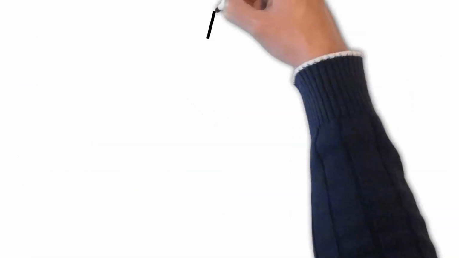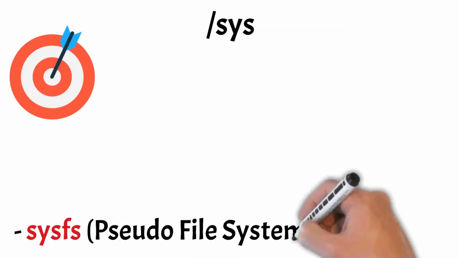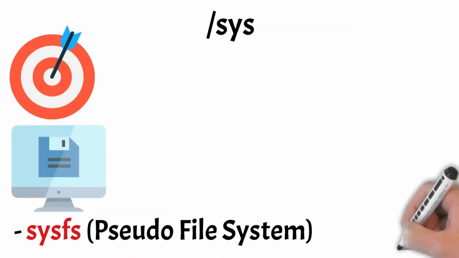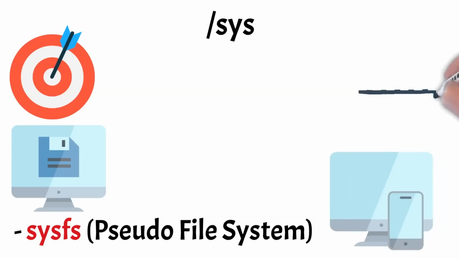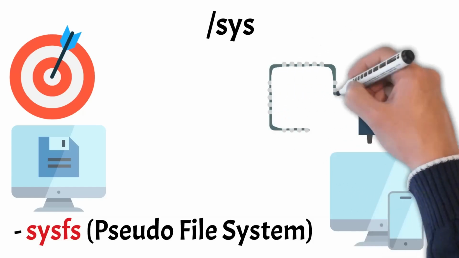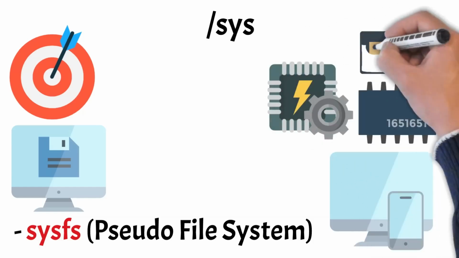Next is sys, a virtual directory like proc, but with a different purpose. It's part of the sysfs pseudo file system and acts as a dynamic interface between the Linux kernel and your hardware. Here, the kernel exposes information about devices, drivers, and system buses. For example, you'll find folders representing CPUs, memory blocks, USB ports, and even the system's power state.